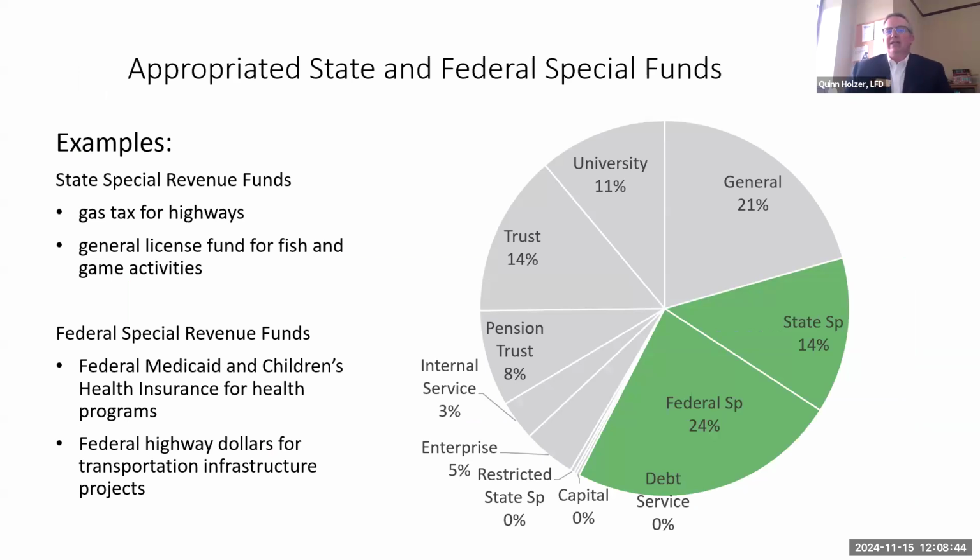So moving toward those state special and federal special funds, I mentioned the general license fund for fish and wildlife and fish and game activities. Sometimes people assume that then there's a lot less pressure or restrictions on spending. But the reality is when you increase the spending for fish and wildlife, it's going to expend those revenues more quickly. And if the only source of revenues for that is fishing and hunting licenses, then they will have to raise the cost of those licenses.